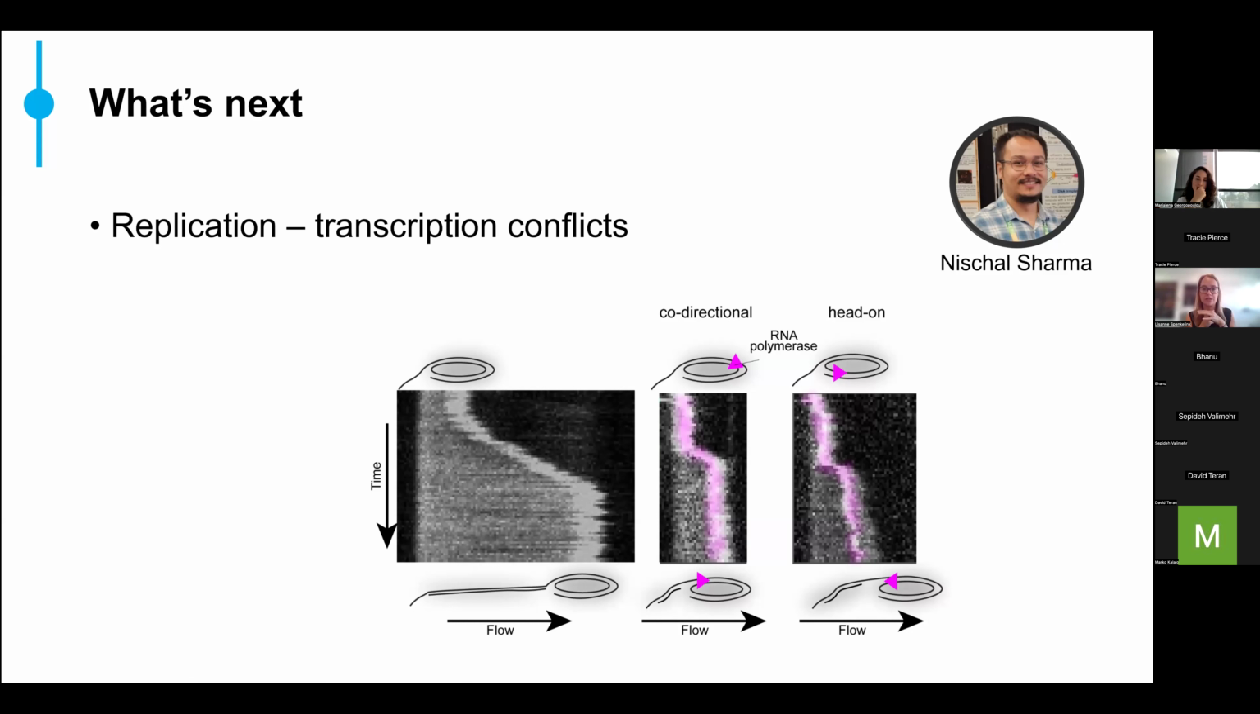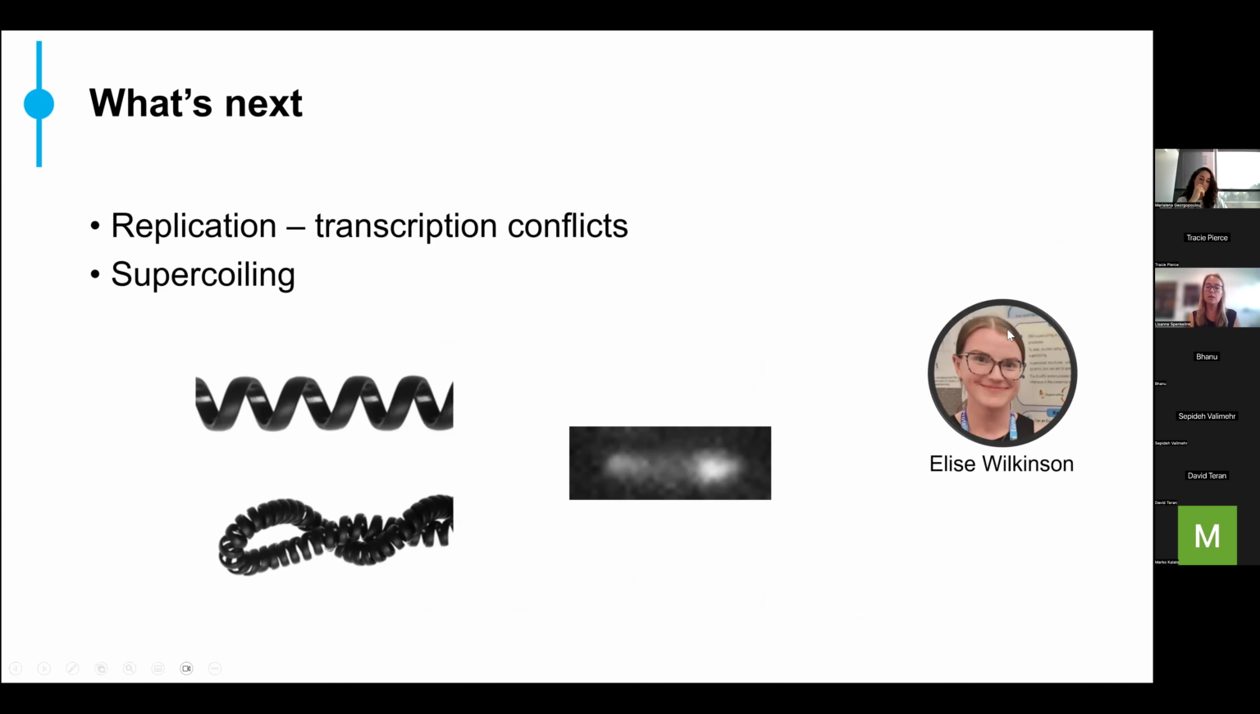We're really interested in seeing how these conflicts get resolved and how polymerase exchange dynamics play a role in that. We also are looking into supercoiling.